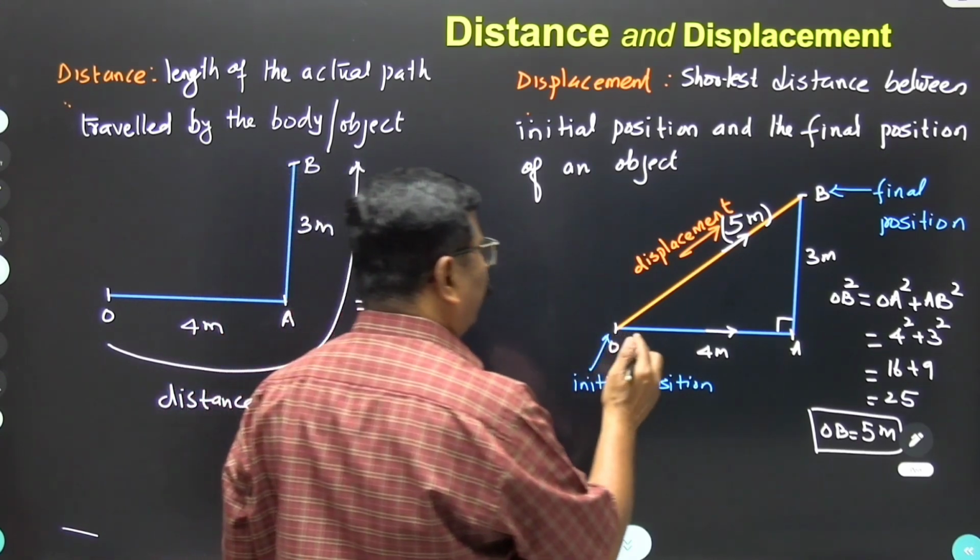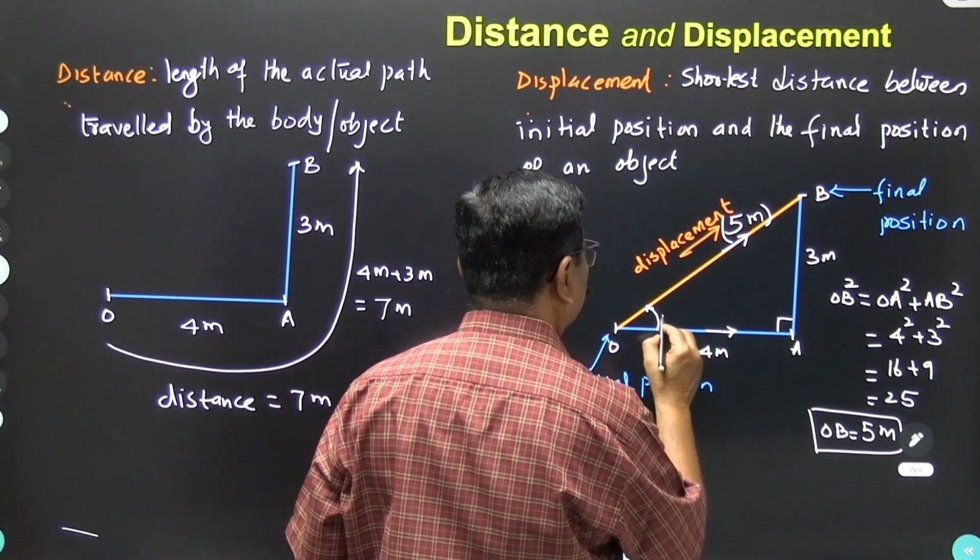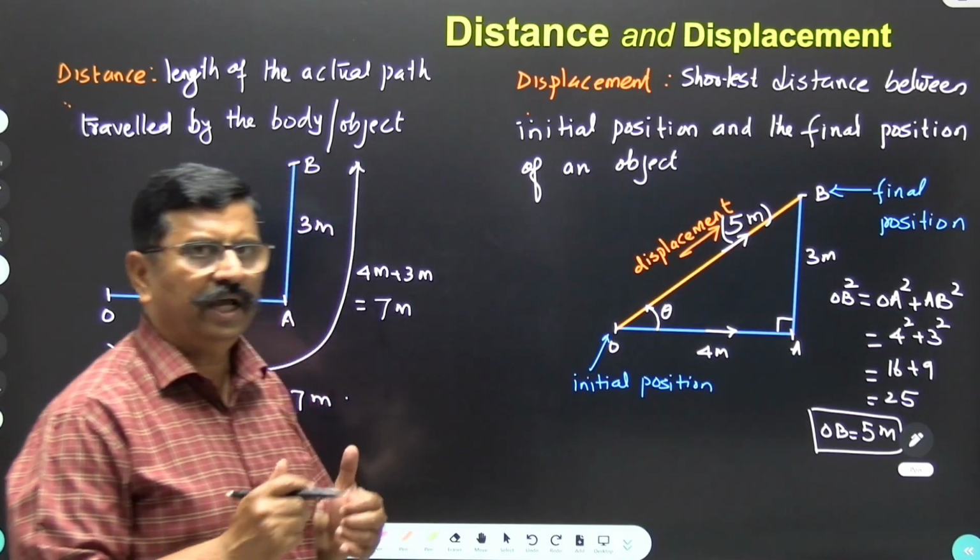And then how to find the direction? By knowing this angle theta, you can find out the direction.